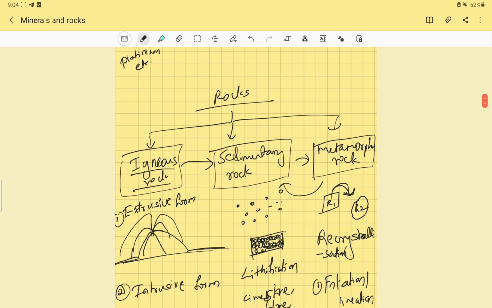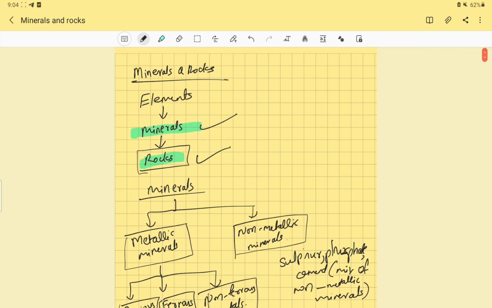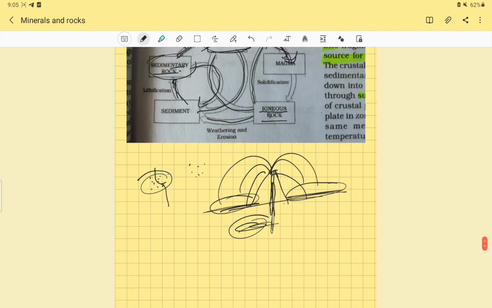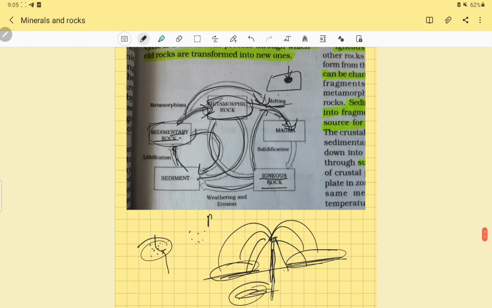Just a quick revision. We saw the basic building blocks of rock, that is elements. Then we saw different types of minerals, then different types of rocks, and we saw the rock cycle, right? Yeah, that's it. Just let me write here, this is a rock cycle. So yeah, that's it. Minerals and rocks chapter is done.